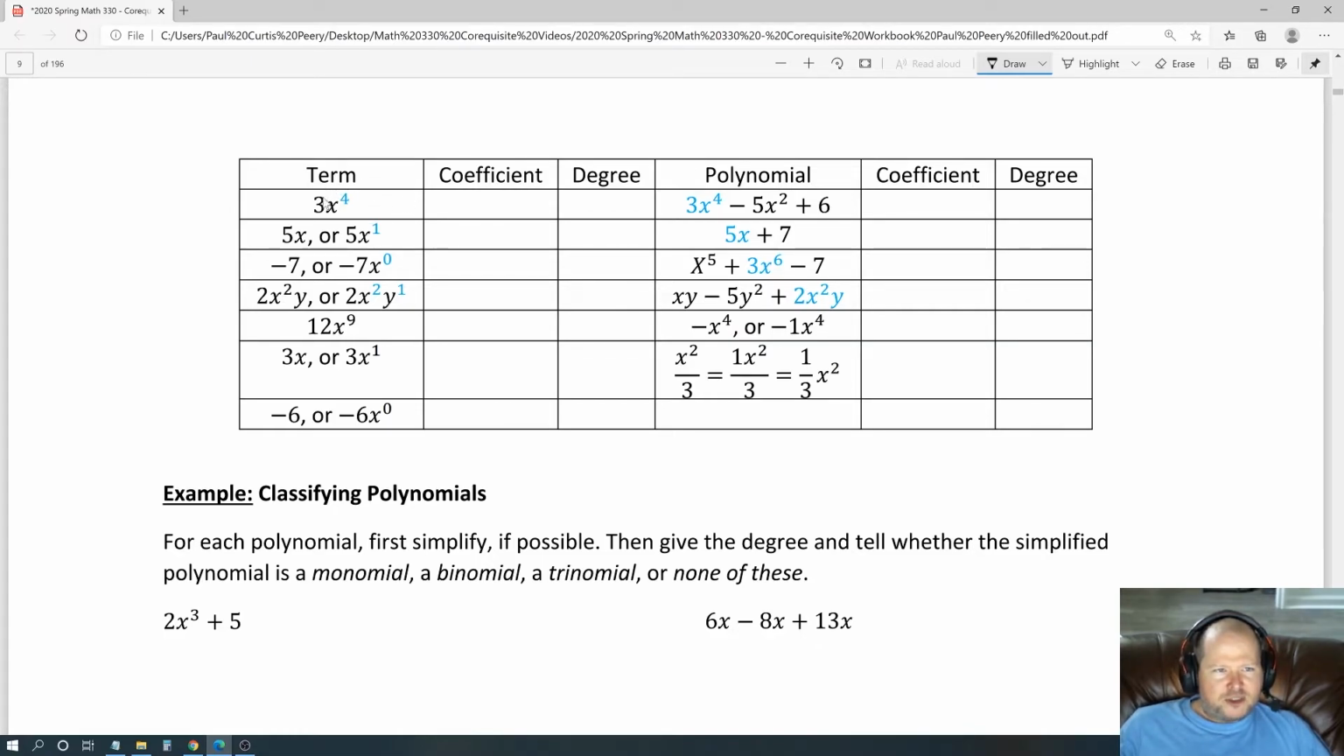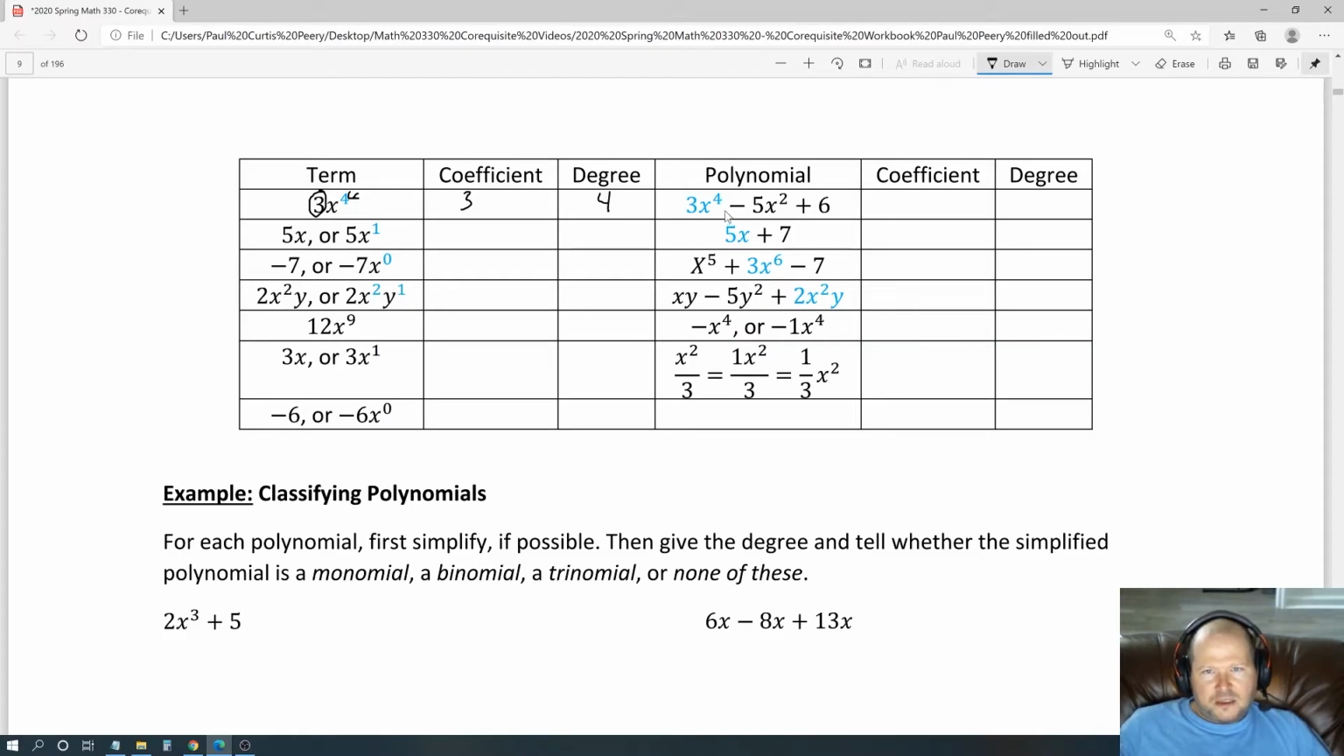Okay, so first of all, terms. Terms are separated by addition, subtraction, or even the equal sign. Coefficients are the numbers in front of the variables, right? So this right here, we would say the coefficient on this one is the 3. So we would say it's a 3. Degree is the power or exponent, right? So in this case, the degree on this one is a 4.